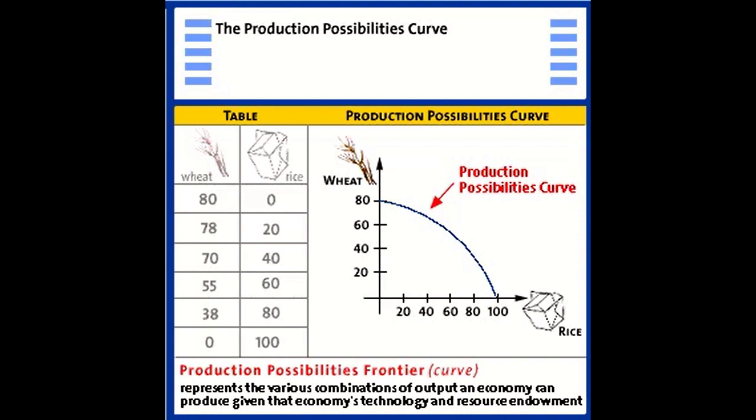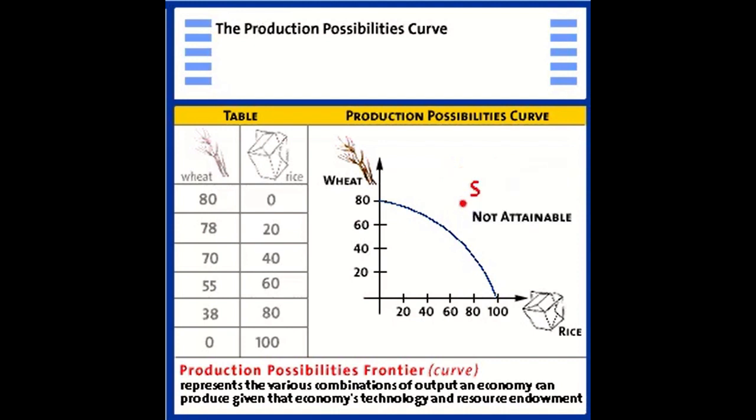Given the quantity of land, labor, and capital, given our resource endowment, and given the technology that's available to us in this economy, this point out here, we'll call this point S, because it represents scarcity. This point is unattainable. We simply can't get to it. There's no way to make this much wheat whenever we're making this much rice. So points that lie outside the production possibilities frontier represent a larger quantity of goods than this economy can possibly produce. They remind us of the reality of scarcity.